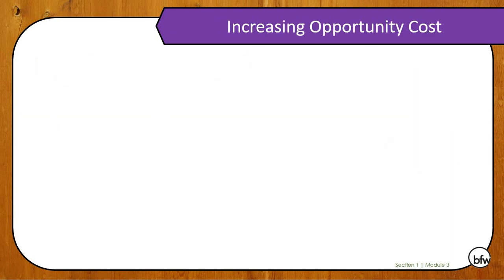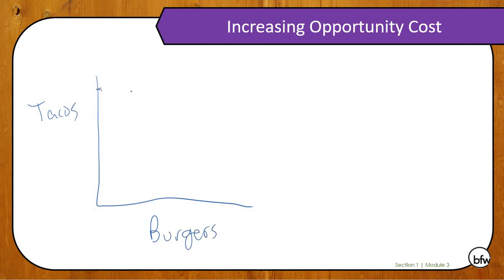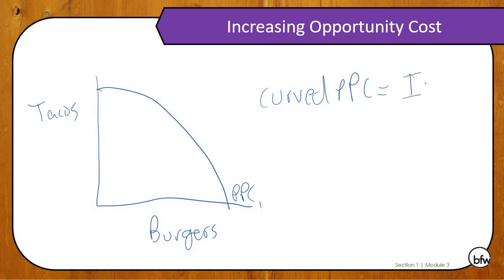Now on to increasing opportunity cost. Basically, if you ever see a production possibilities curve, we'll just use our tacos and burgers again, that is curved like that. Just know that a curved production possibility curve means that we have increasing opportunity cost.